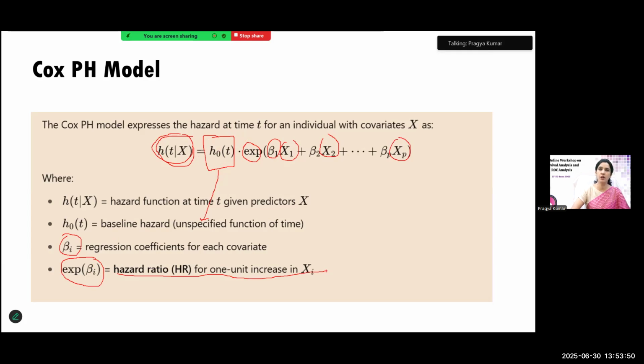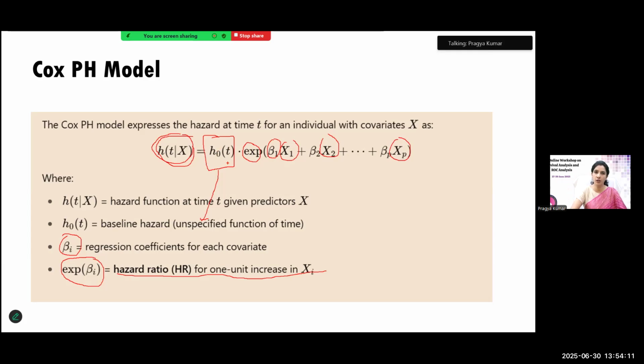And if it is a continuous variable, then it is the hazard ratio for a 1 unit increase in the continuous variable. So this is the equation. If you can recall the logistic or linear regression, the function there was a sum: one intercept plus beta 1 x1 plus beta 2 x2 and so on. But here it's slightly different.